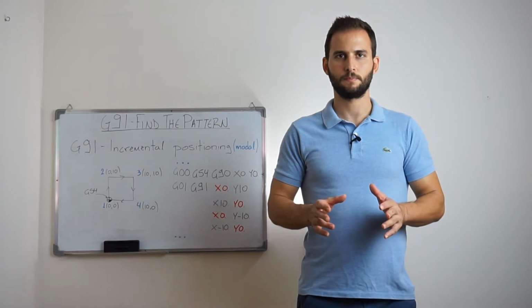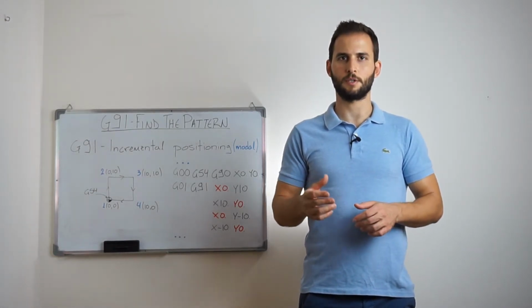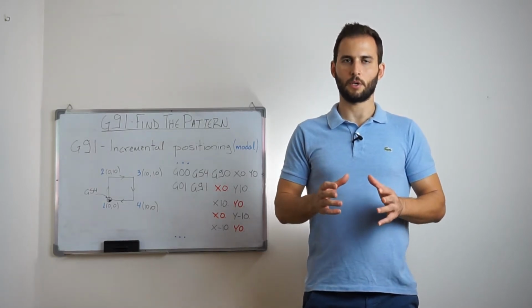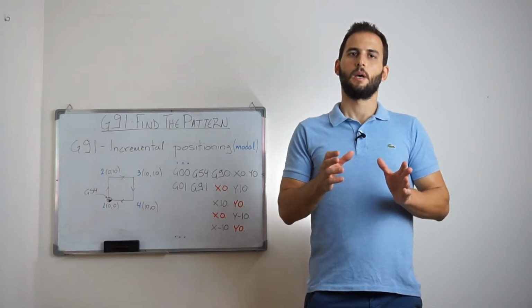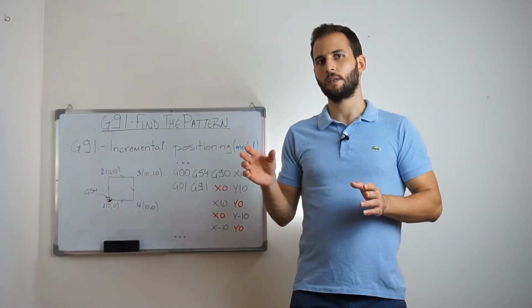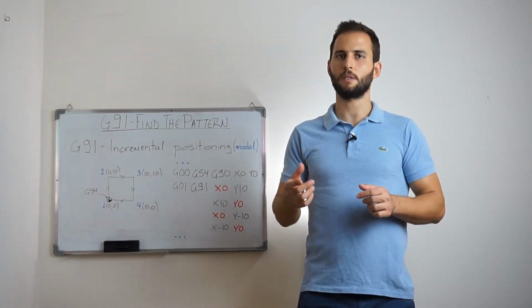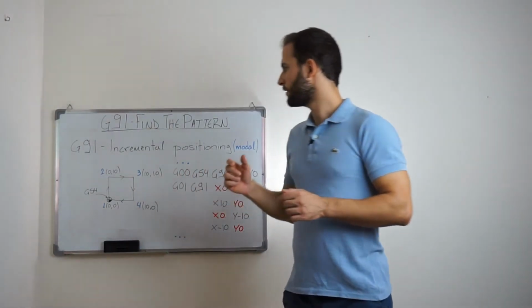Okay, first of all, let's begin with an example about G91 so as to better understand its use. G91 is a modal command and stands for incremental positioning. Once activated, it stays active until a G90 command cancels it, where G90 stands for absolute positioning. So now let's begin with this example.